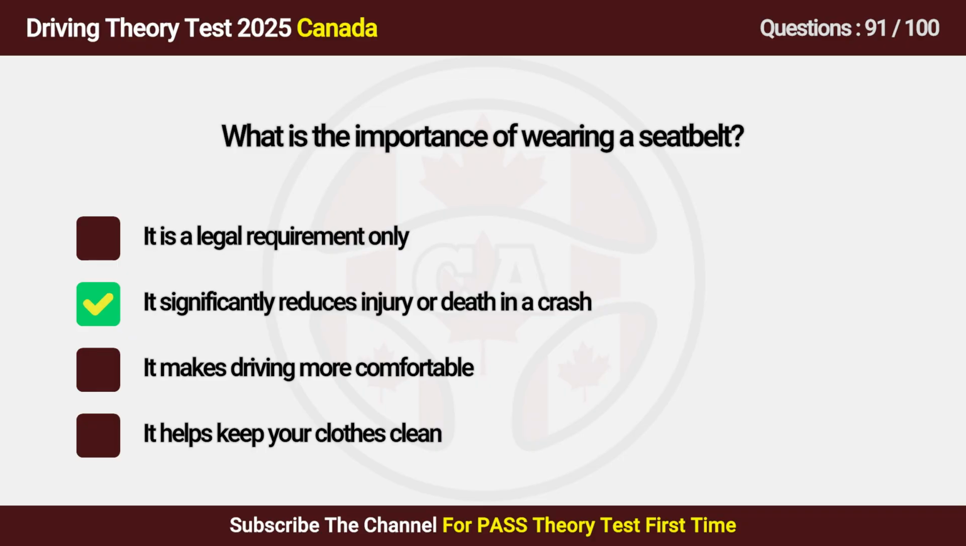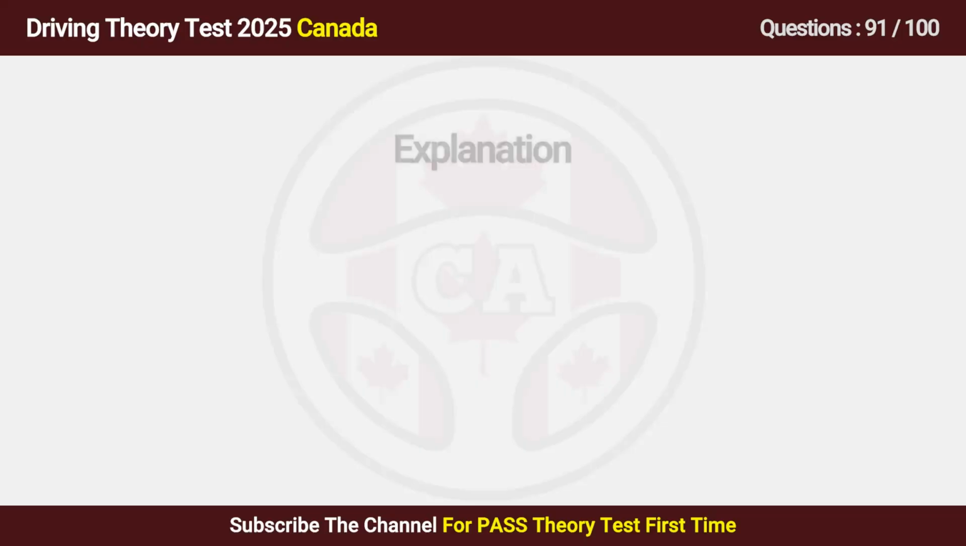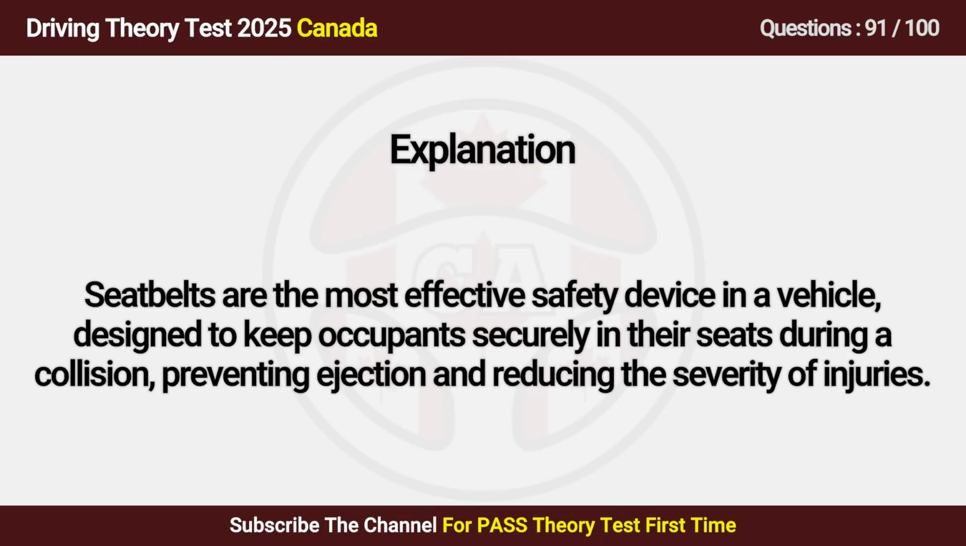Answer is B. It significantly reduces injury or death in a crash. Seatbelts are the most effective safety device in a vehicle, designed to keep occupants securely in their seats during a collision, preventing ejection and reducing the severity of injuries.